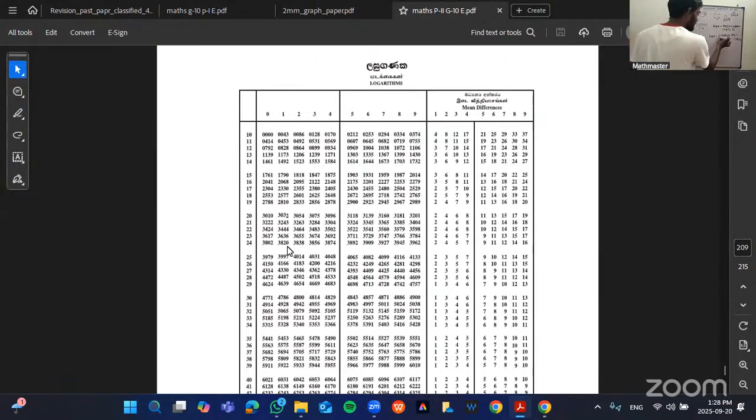Then you can simplify this. 0.8633 plus 2.7513 minus 1.3833. When you simplify this entire expression, you can get the answer as 2.2208. This is log x.